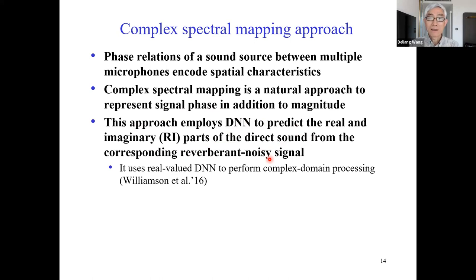And this is based on earlier work that formulates complex domain processing using a real-valued deep neural network. Essentially, we perform denoising and dereverberation on the real spectrogram and imaginary spectrogram together. And if we handle the imaginary unit properly, you do not actually lose any information, even though you have a real-valued deep neural network performing complex domain processing.